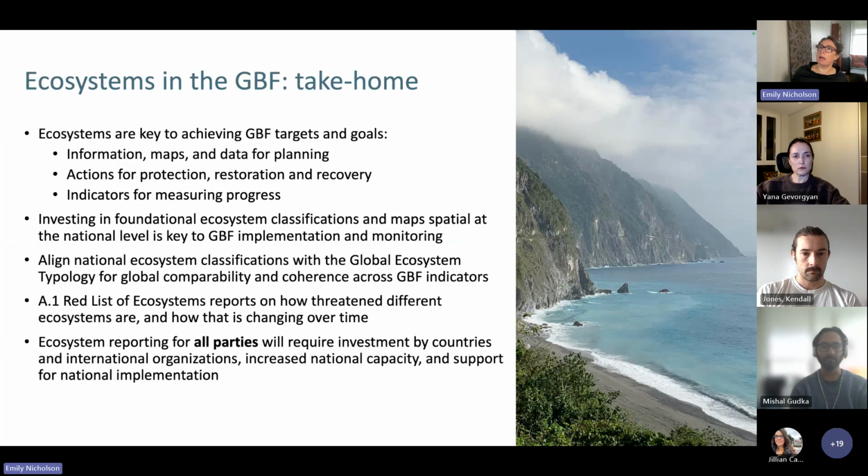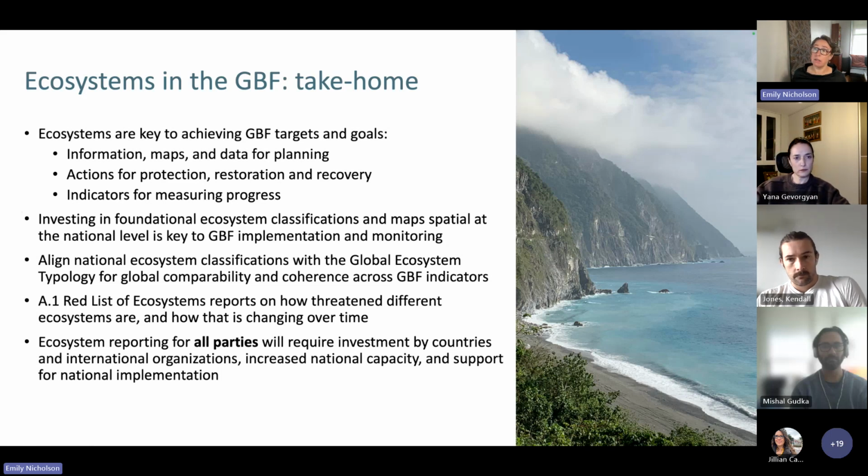So I just want to conclude by saying that ecosystems are really key to achieving the goals and the targets of the Global Biodiversity Framework. We need information about ecosystems, where they are, and their change in area and integrity, which also provides a foundation for the information that's needed to implement the targets and the actions needed to achieve the goals. For example, we need ecosystem maps and descriptions to design ecologically representative protected areas, and when we're planning restoration, what to restore and where. And so actions for ecosystems are really going to be a key part of the targets, and all of this data is going to be essential for measuring progress towards the Global Biodiversity Framework through its monitoring framework.